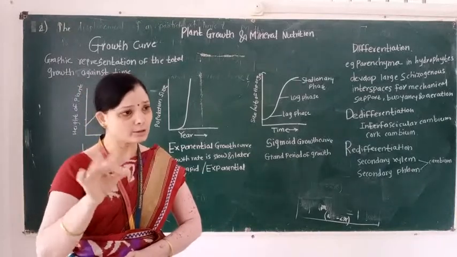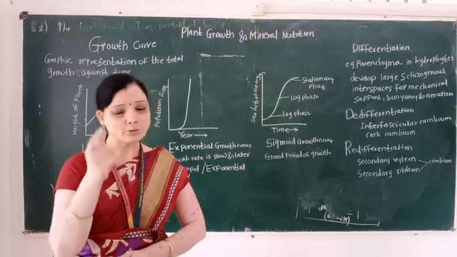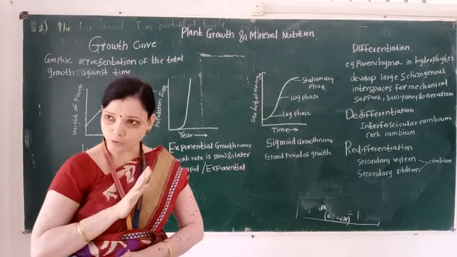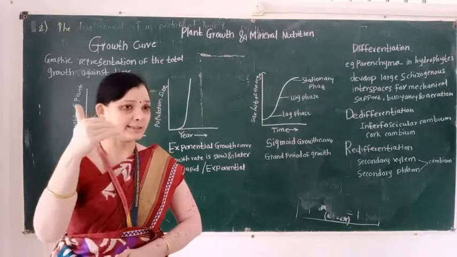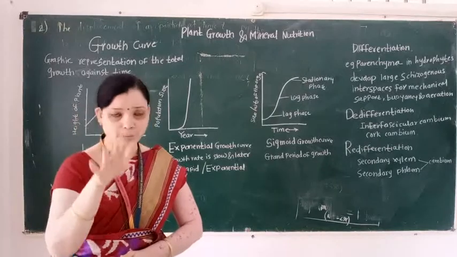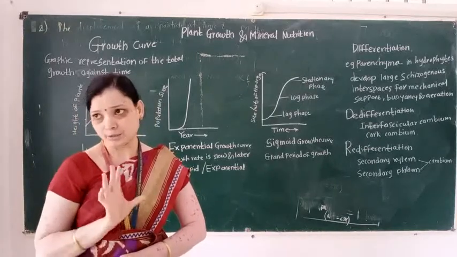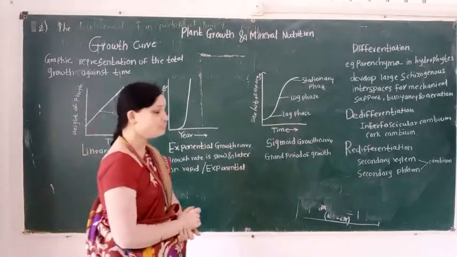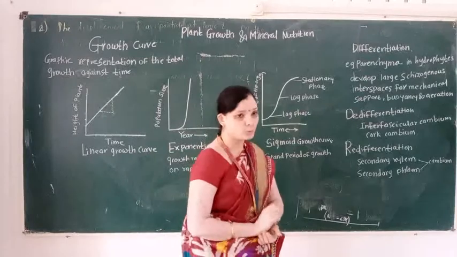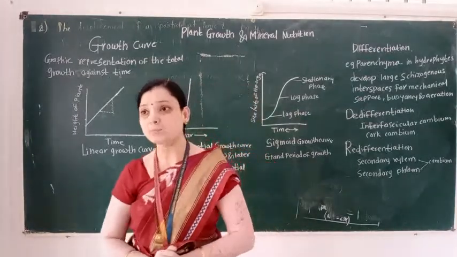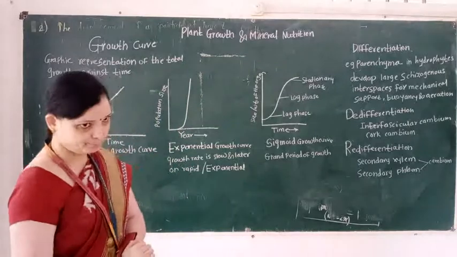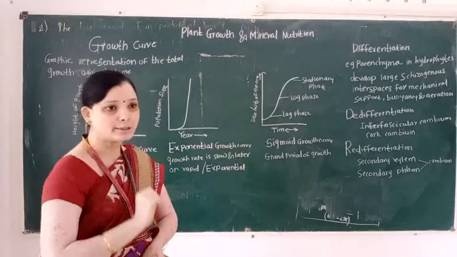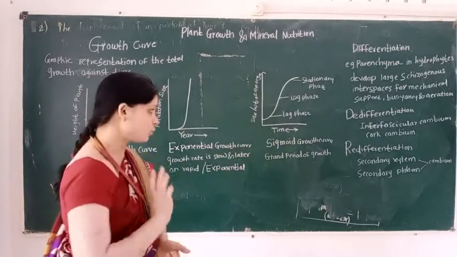Linear means growth takes place constantly. Exponential means in the initial stage the growth rate is very slow and later on the growth rate is very rapid, or fast. Then we see the third type of growth curve. This third type of growth curve is known as a sigmoid growth curve. First linear, second exponential, and third is known as a sigmoid growth curve.